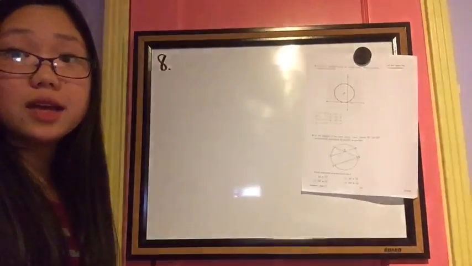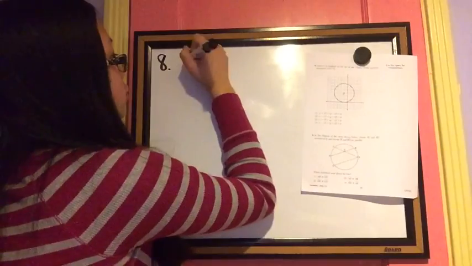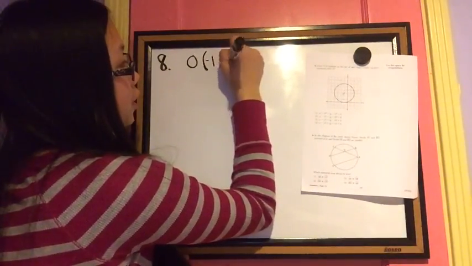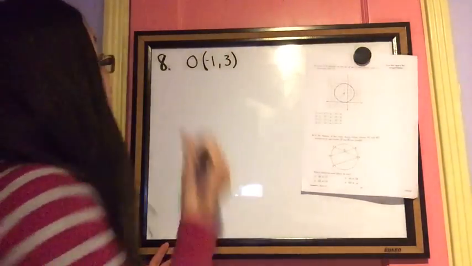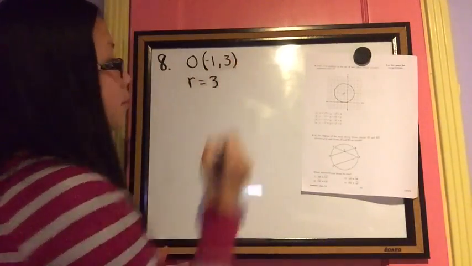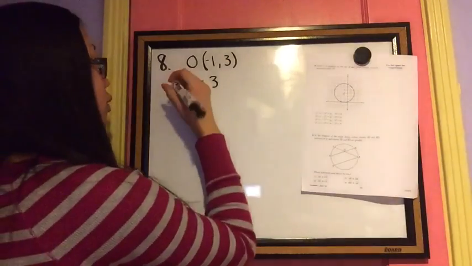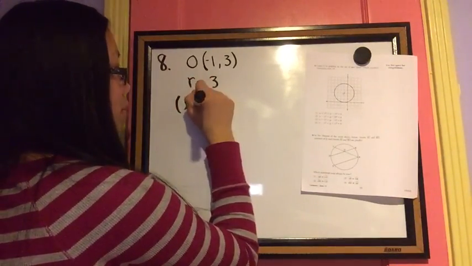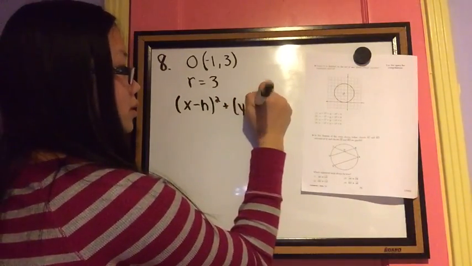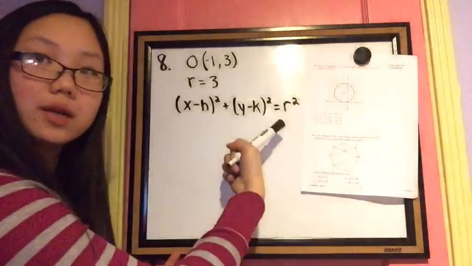Number 8 is asking for the equation of a circle. So first we need to know the center, which is point O in this case, located at -1, 3. And we also need to know the radius. The radius in this circle is 3. After that, we can plug that information into the equation of a circle. The equation of a circle is x minus h squared plus y minus k squared equals r squared, the radius squared.